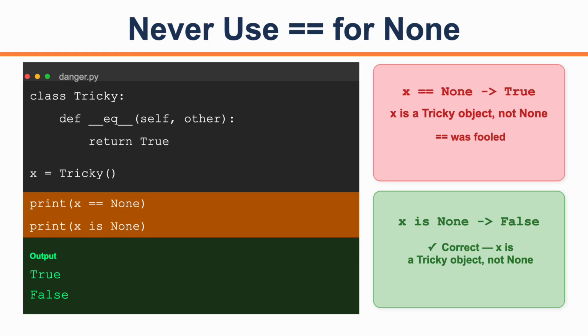Here is a concrete example of the danger. We define a class called Tricky. Its equality method always returns true no matter what it is compared to. We then create an instance called x. When we print x double equals None, Python returns true, even though x is a Tricky object, not None. When we print x is None, Python checks the memory address and correctly returns false. The is keyword cannot be fooled.